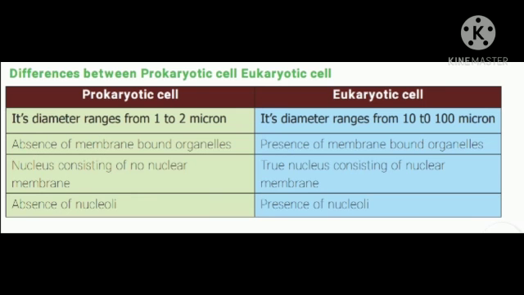So differentiate between prokaryotic and eukaryotic cell. Prokaryotic: its diameter ranges from 1 to 2 micron. Eukaryotic cell: its diameter ranges from 10 to 100 micron. Number 2, prokaryotic cells have absence of membrane-bound organelles, and eukaryotic cells have presence of membrane-bound organelles. Third point, prokaryotic cells have no nuclear membrane, and eukaryotic cells have a true nucleus consisting of a nuclear membrane. And prokaryotic cells have absence of nuclei, and eukaryotic cells have presence of nuclei.